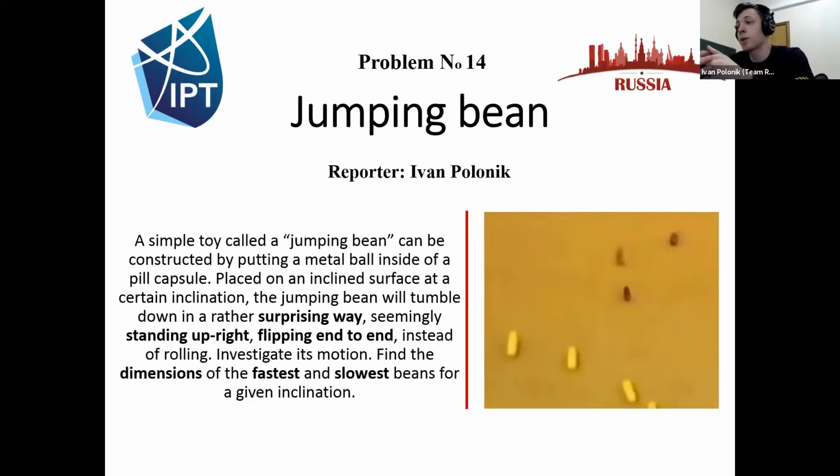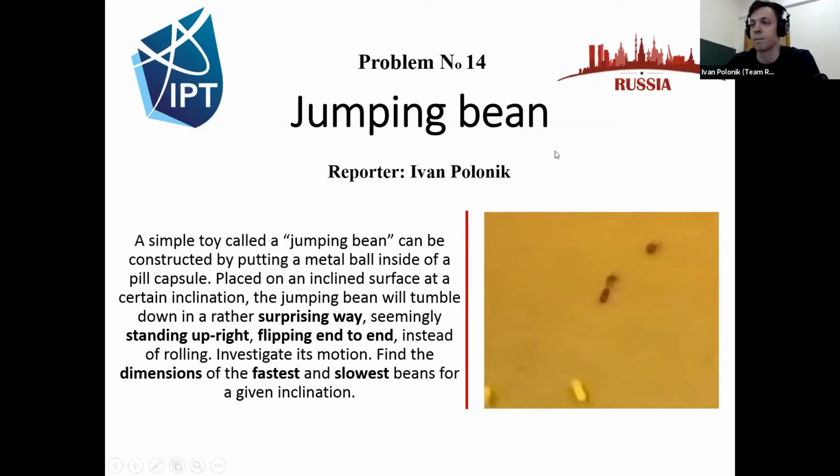I'm a member of the Russian team, and I'm happy to present our solution to problem number 14, Jump and Beam. According to the task, if we put a metal ball inside a plastic capsule and put it on an inclined plane, it would go down in a surprising way. So we should find the dimensions of the fastest and the slowest toys.